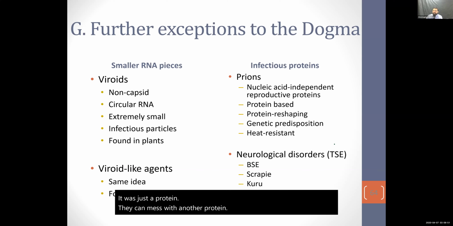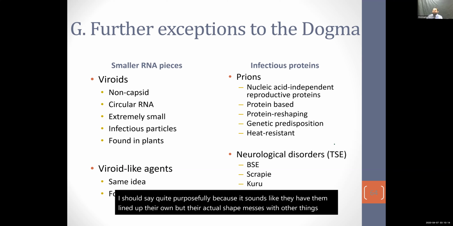Now, remember that all proteins function by way of their three-dimensional shape. Remember this whole denaturation thing we're talking about. Now, these proteins purposefully denature other proteins. Well, I shouldn't say quite purposefully, because it sounds like they have a mind of their own, but their actual shape messes with other things' shapes. Now, what's the big deal behind this?